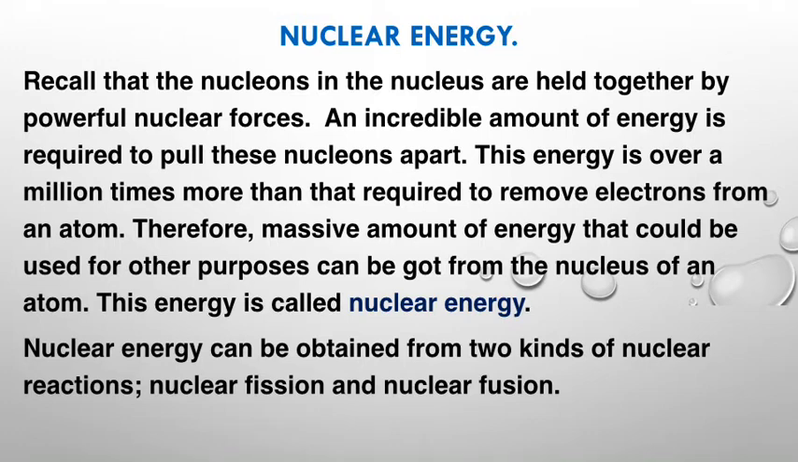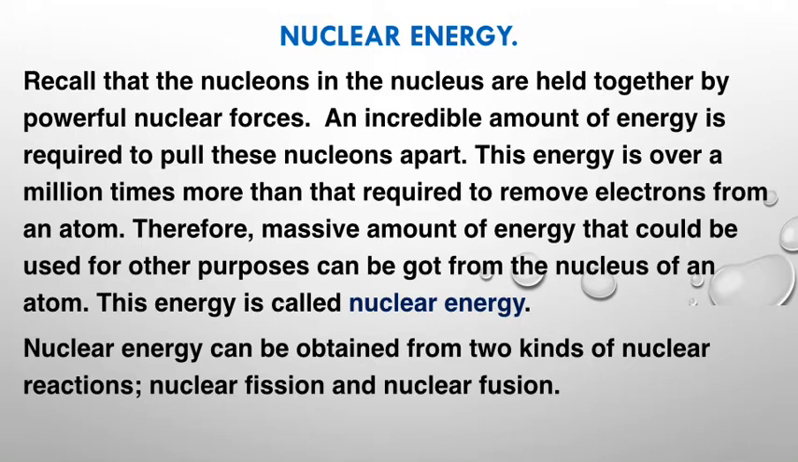This energy is quite enormous, actually over 1 million times more than that required to remove electrons from an atom. So before you can separate these nucleons, you need a massive amount of energy. So the massive amount of energy that could be used for other purposes can be got from the nucleus of an atom. This energy that is got from the nucleus of an atom is what is called nuclear energy.